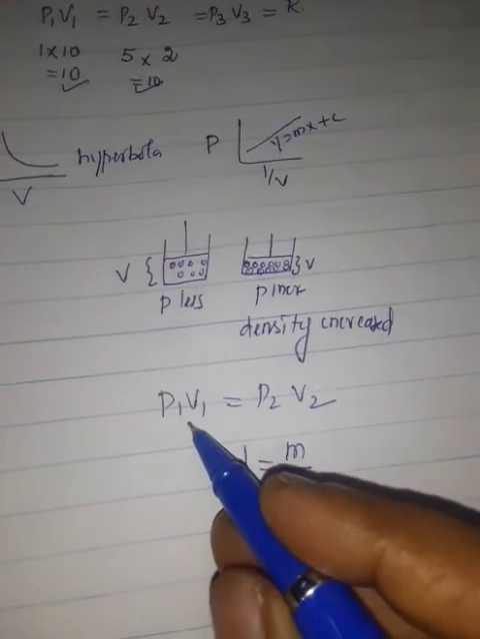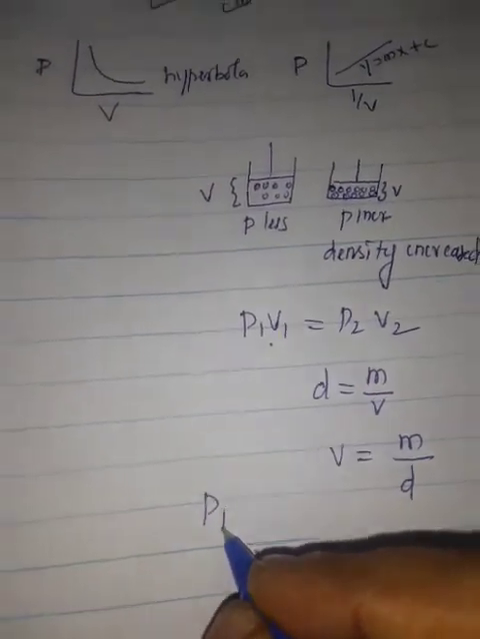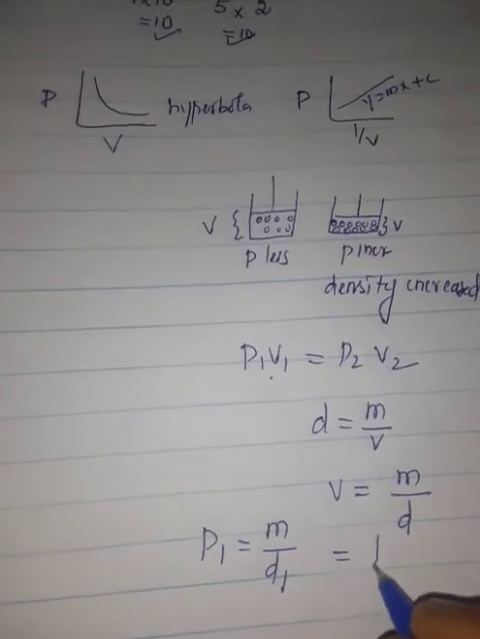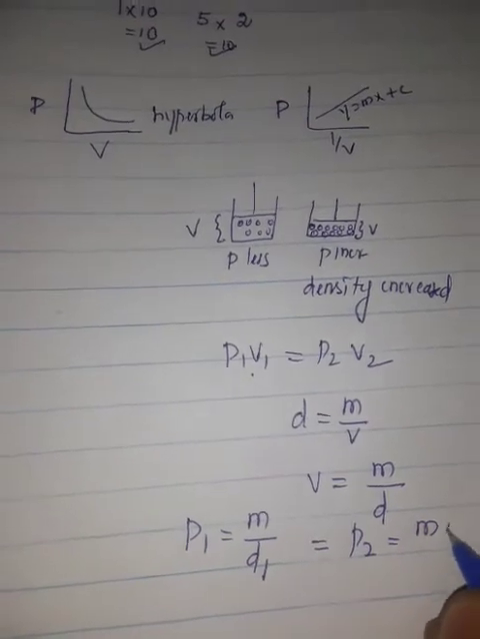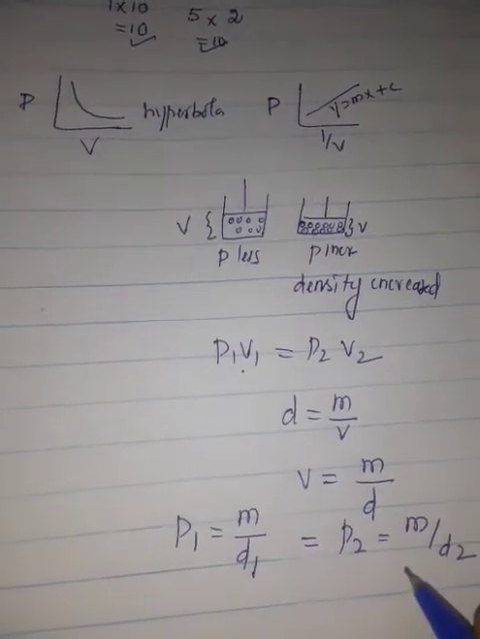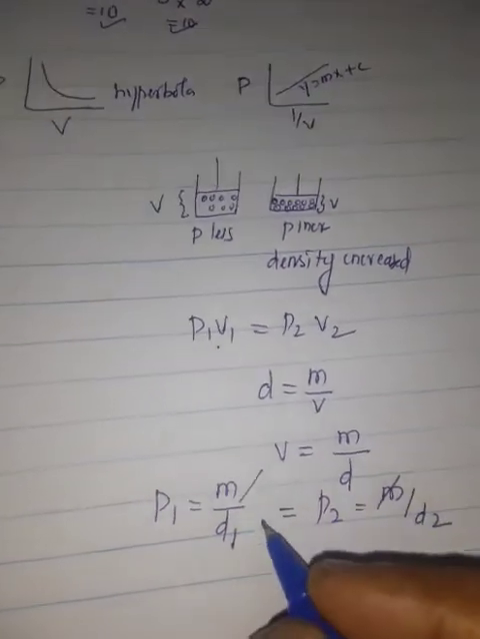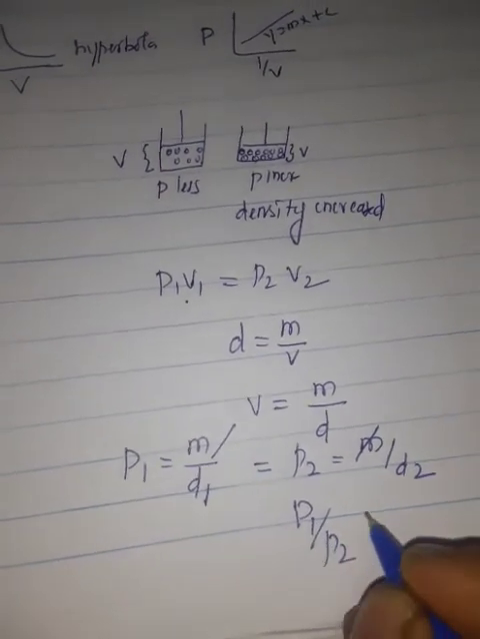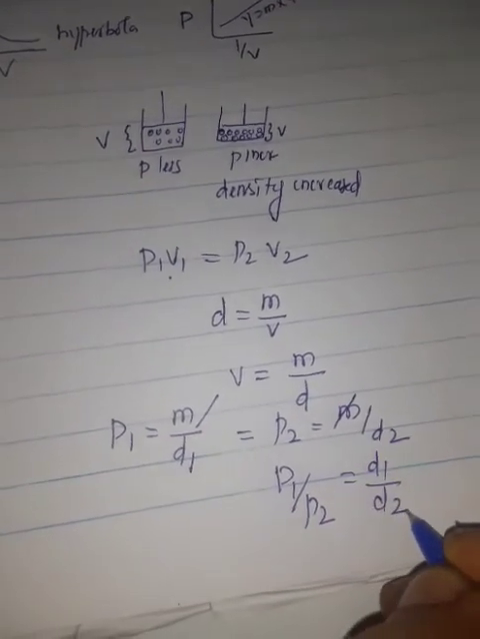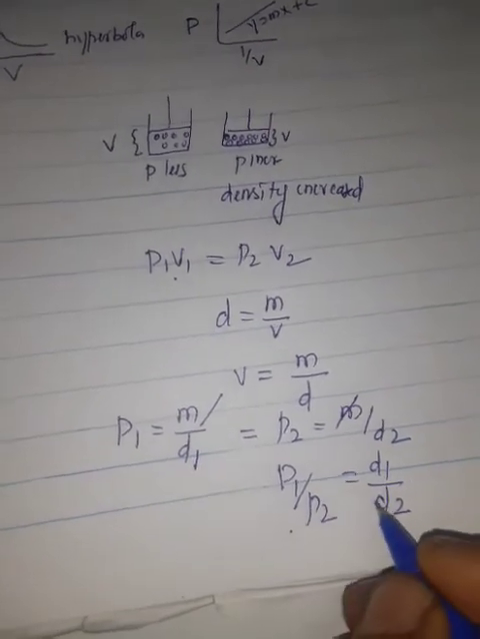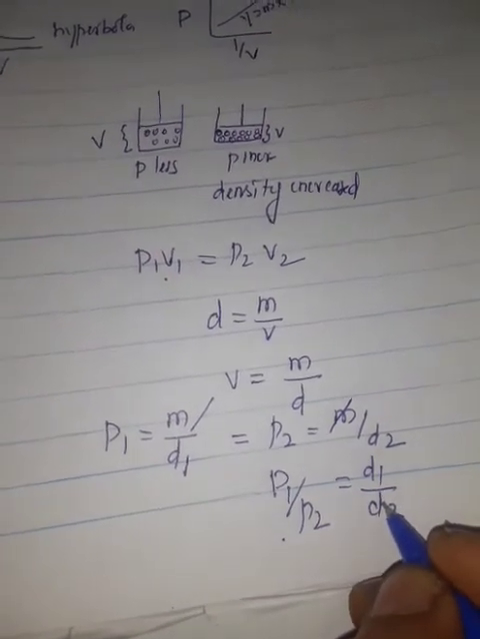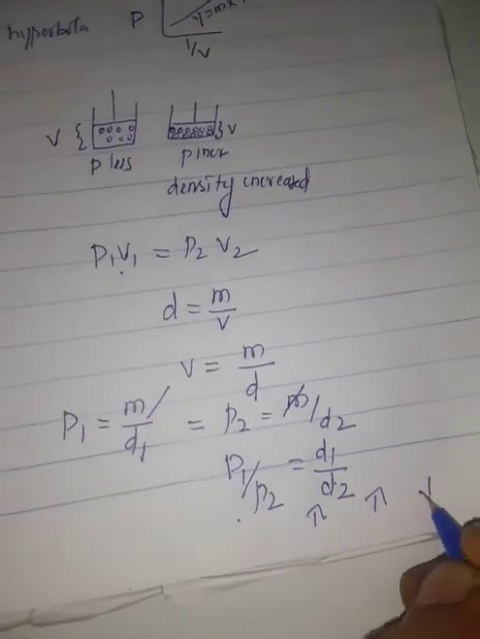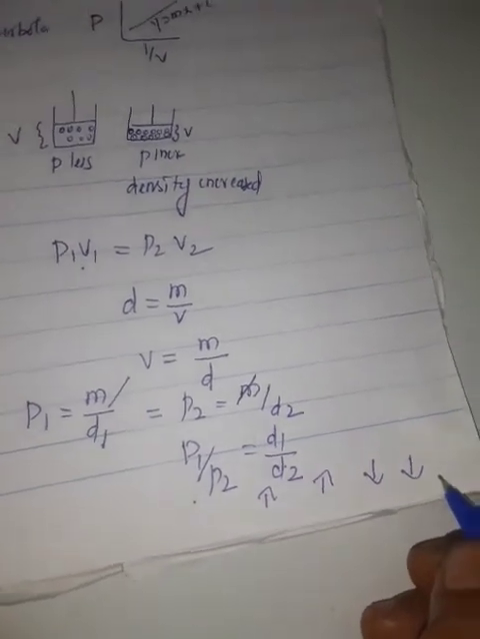So substituting for V1, P1 into m by D1 for the first experiment, and P2 into m by D2. m gets cancelled. So what are we getting now? P1 by P2 equal to D1 by D2. Density of the gas is directly proportional to the pressure of the gas. If density increases, pressure also increases. If density decreases, pressure also decreases.